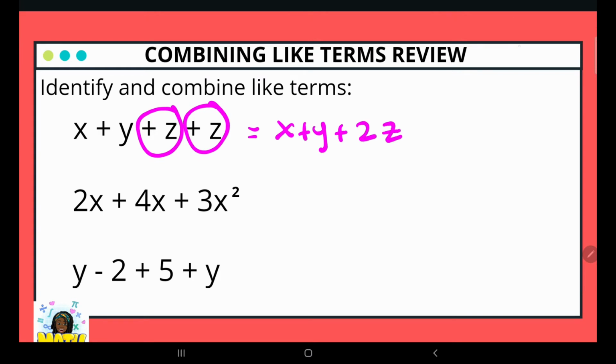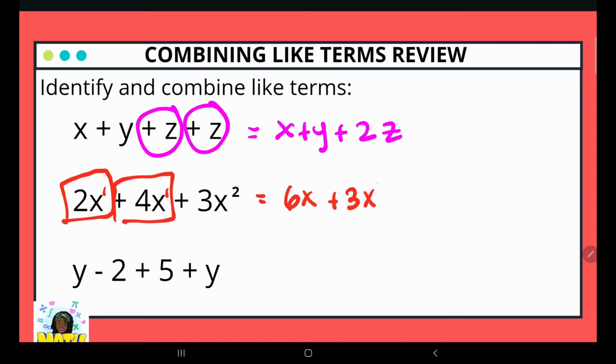Now, if we take a look at the next example, here we have 2x plus 4x plus 3x squared. So the x terms would be like terms because there is an invisible exponent of 1. But with the 3x squared, it's a different exponent, so it wouldn't be a like term to those. Our like terms here are positive 2x and positive 4x, for 6x plus 3x squared, and we can't simplify that any further.